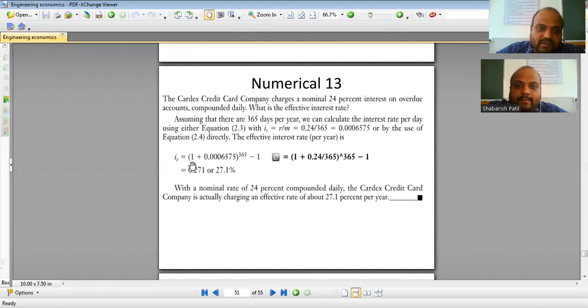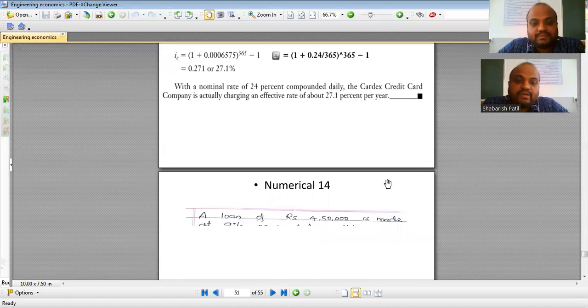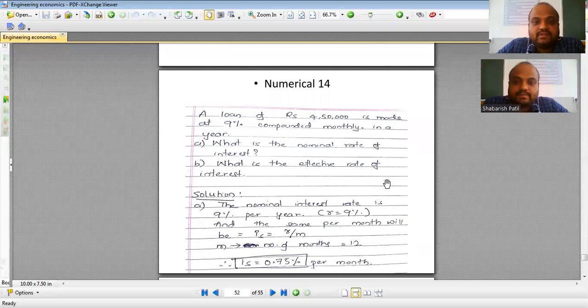So if you could calculate this, your effective interest becomes 27.1%. So a 24% nominal interest is being changed to 27.1% here. With a nominal rate of 24% compounded daily, the Cardex credit card company is actually charging an effective rate of about 27.1% per year.